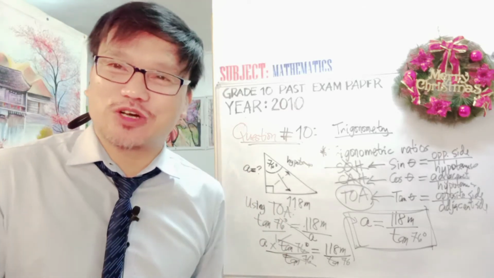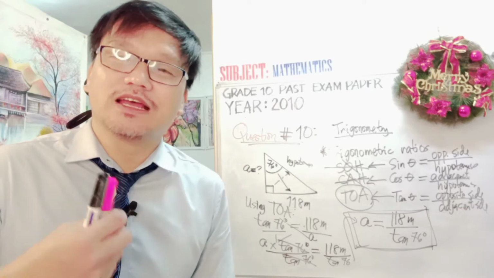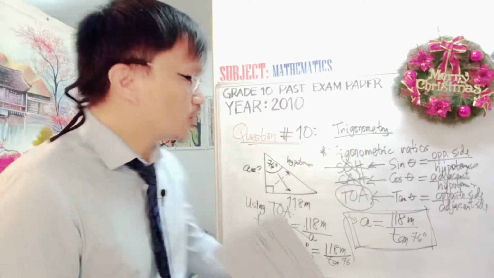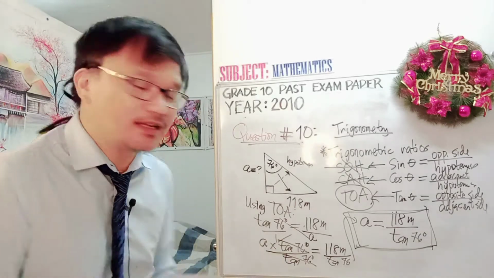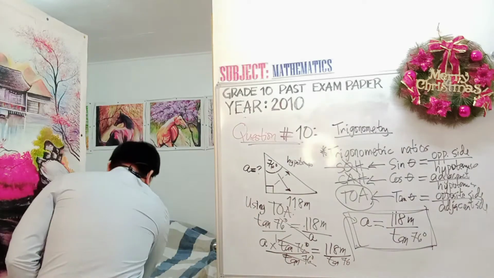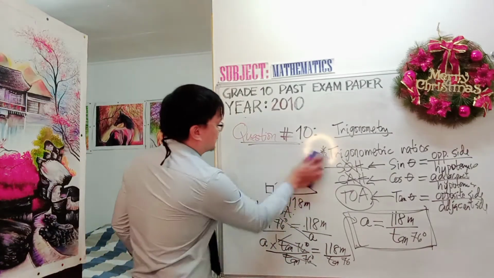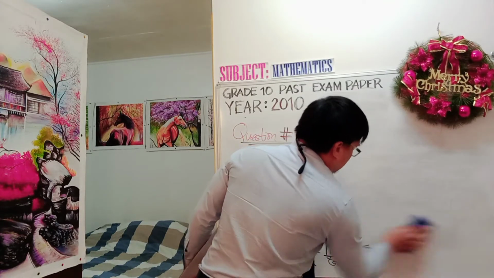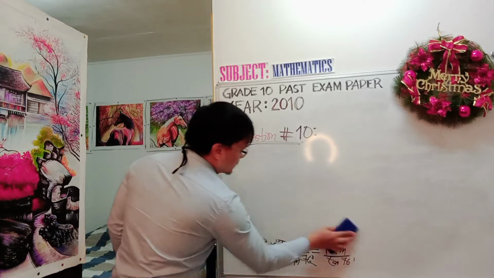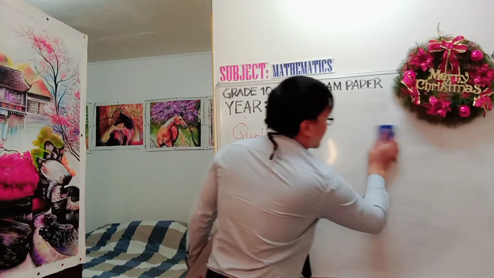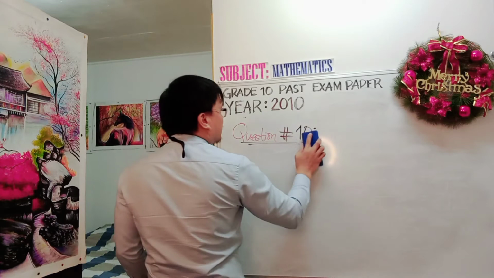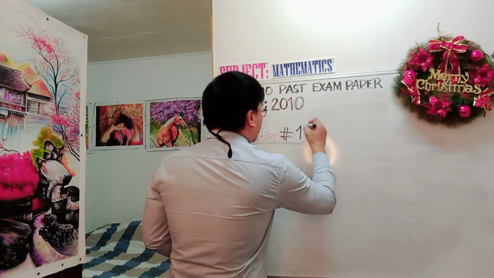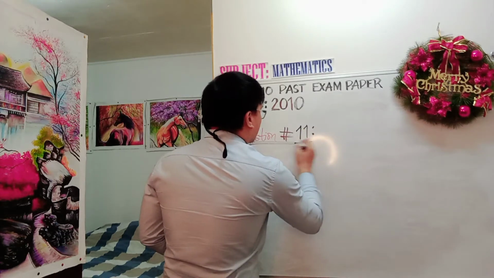This coming October, we are still using the past exam paper 2010. We have already done question number 10, and now let's proceed to question number 11. Be ready. Let's have the question number 11 in paper 2010, Mathematics Grade 10. Are you excited and are you ready for the question?